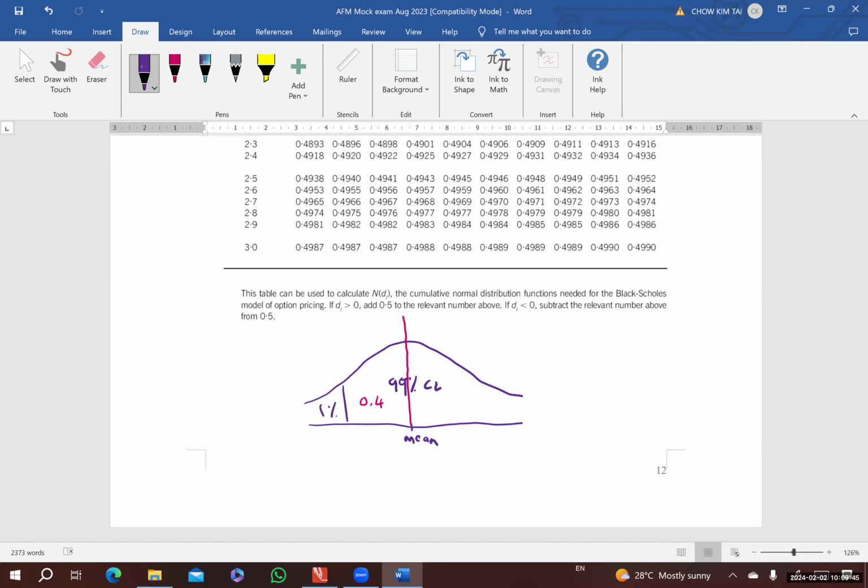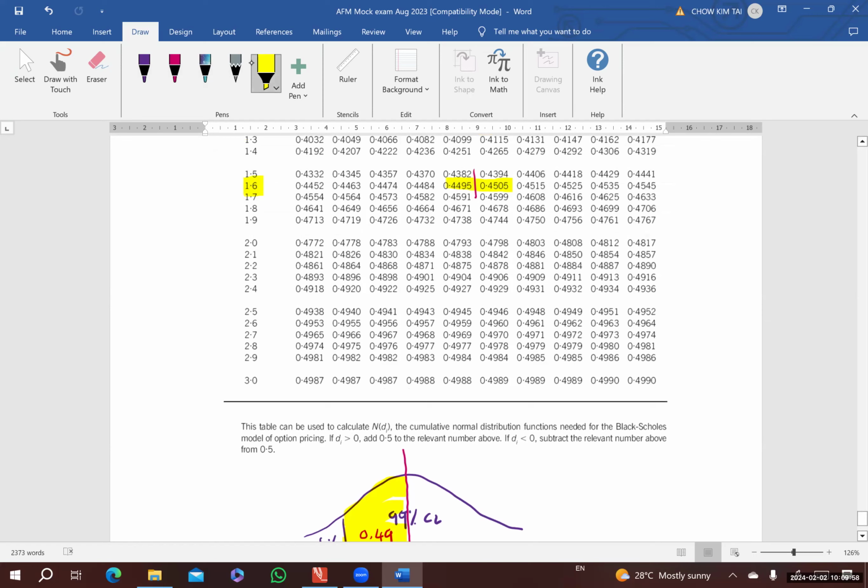Half is 50%. So if here is 1%, here is 49%, 0.49. But this area is 0.49. Okay, so we look for probability 0.49 in this table. Can you see here 0.4901? That's 0.49. Yes.